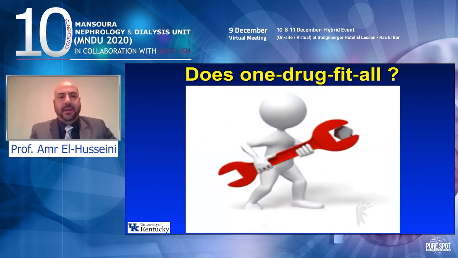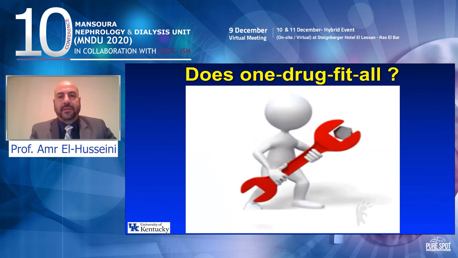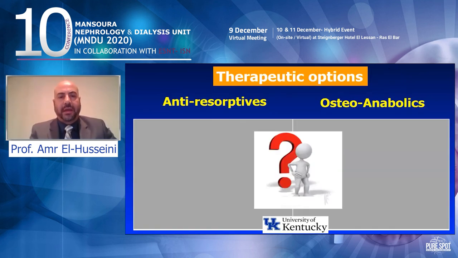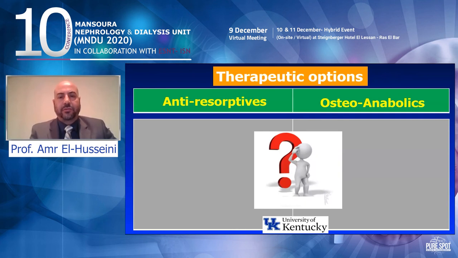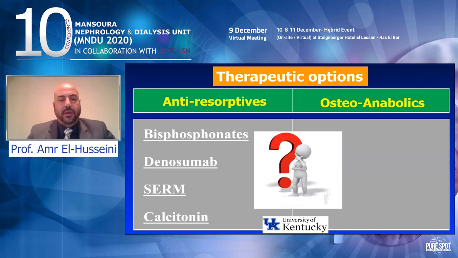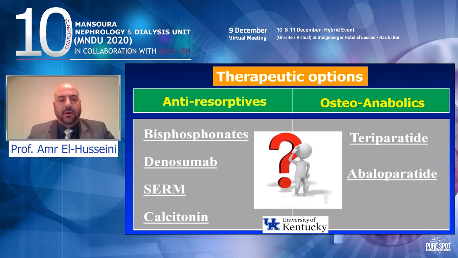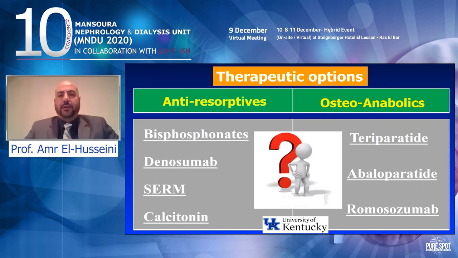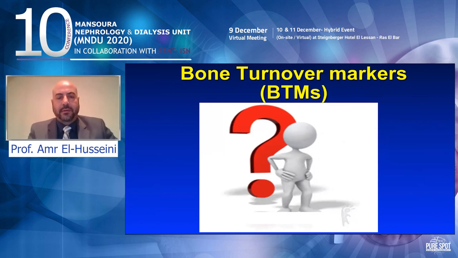And the idea is, there is no single drug that fits all patients. As you see here, the therapeutic intervention for our patients using a non-traditional approach is using either anti-resorptive therapy or osteoanabolic therapy. The anti-resorptive therapies might be bisphosphonates, denosumab, selective estrogen receptor modulators, or calcitonin. On the other hand, if the problem is low bone formation, we can use osteoanabolics, either teriparatide, abaloparatide, or romosozumab. So bone turnover markers are essential.